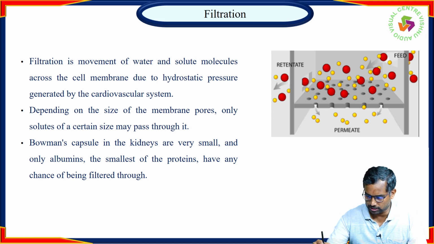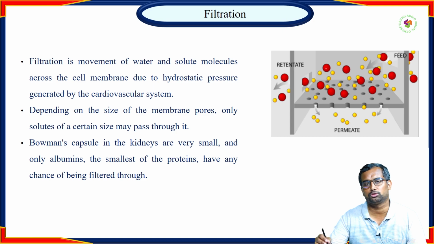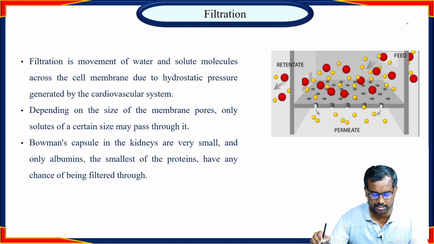For example, the size of this particular membrane is easy for the transport of this yellow kind of molecule. The yellow molecules will easily pass through these membranes, whereas the red molecules will not diffuse or filter through this particular membrane material that we have attached.